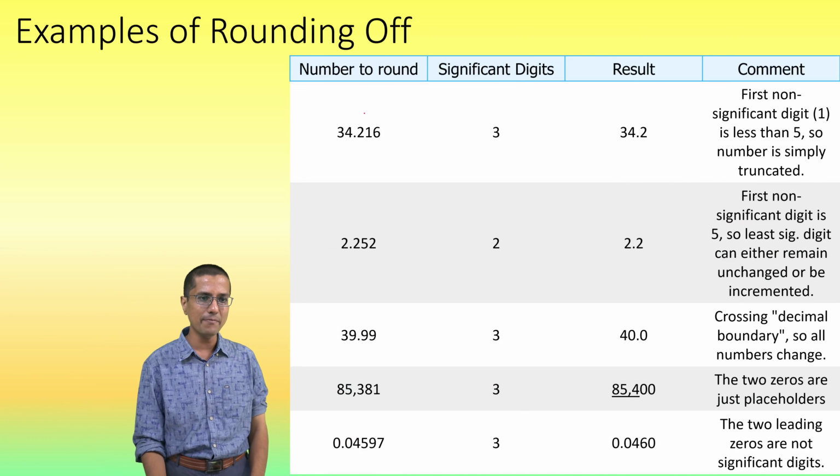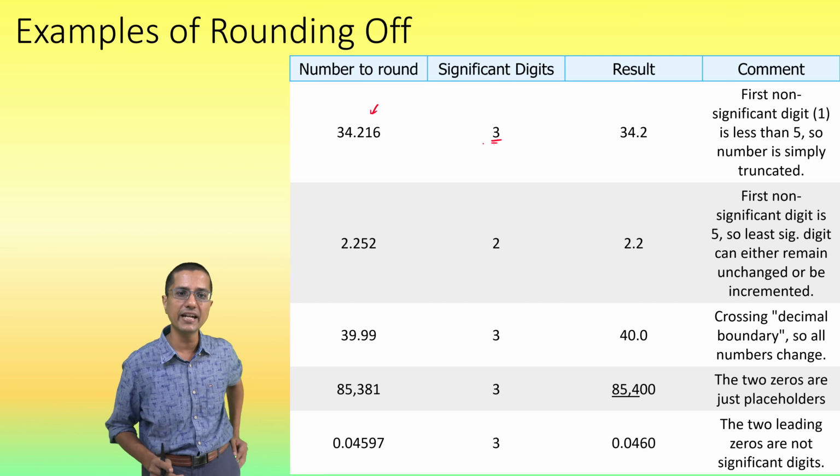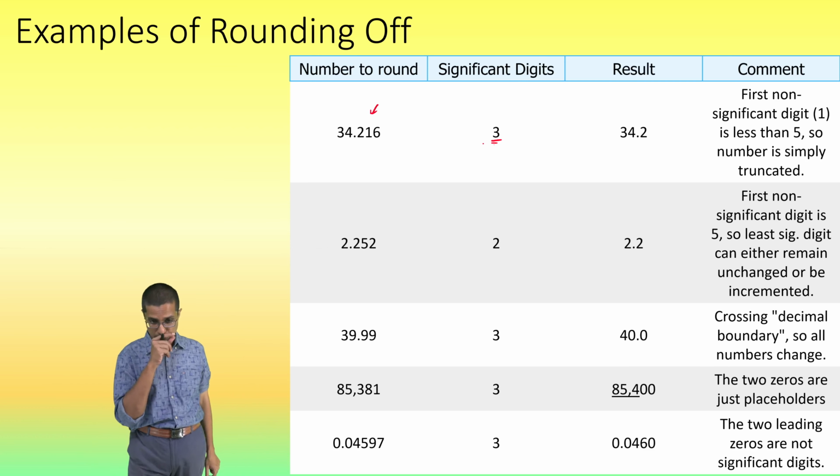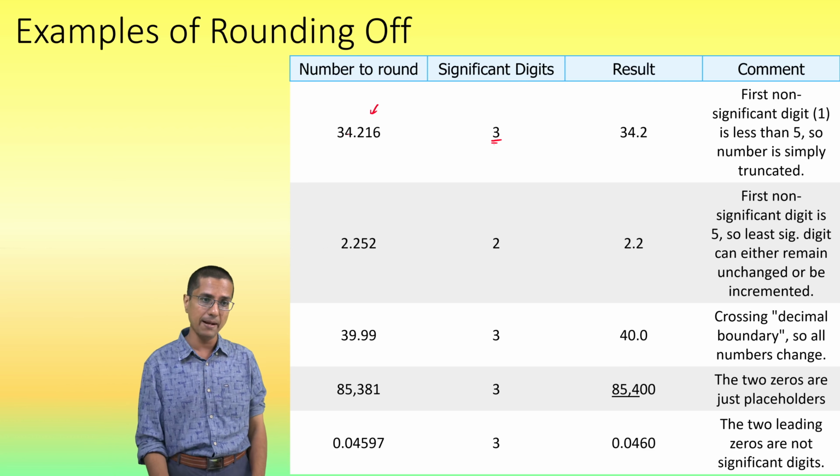So here I have been given a number which I need to round, and these are the number of significant digits which should be present after the rounding has actually happened. So here, to begin with, I have 5 significant digits. After rounding, I want only 3. These first 3 digits to be present.